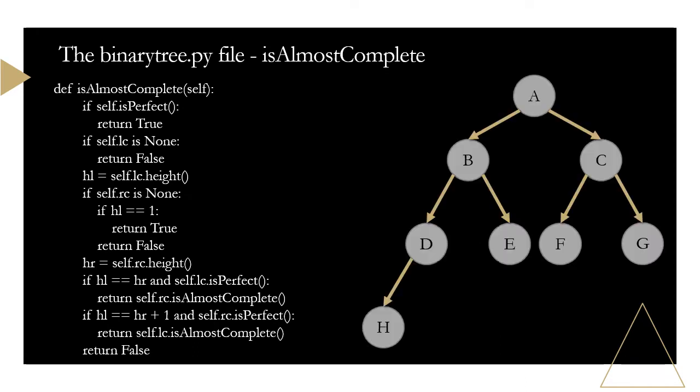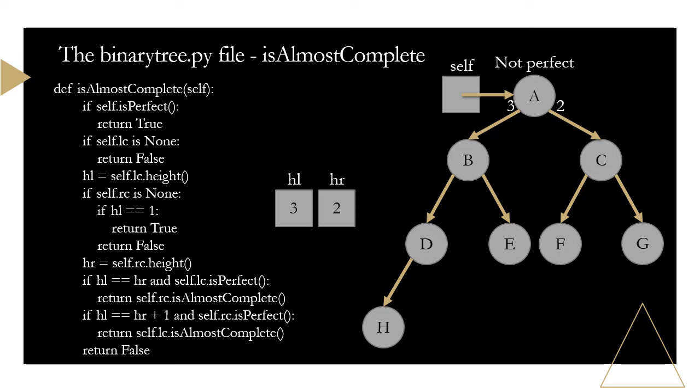Let us do another trace. For this tree, when we start, self points to A. First you check whether A is perfect. No, the tree rooted at A is not perfect. Then you check if A does not have a left child, but it does. So you compute the height of the left subtree, which is 3. Then you check if A lacks a right child. No. So you compute the height of the right subtree, which is 2.